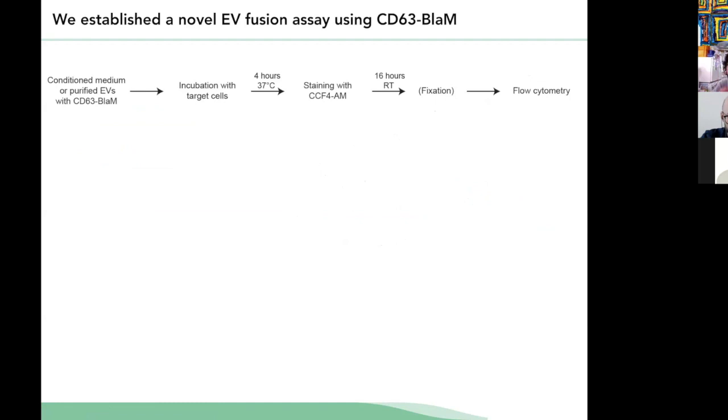In this case, I'm just showing you experiments from 2-nitrate cells. You get the conditioned medium or just purified EVs from them, and you incubate those beta-lactamase EVs together with the cells. You wait for 4 hours at 37 degrees, then you wash the cells and you stain them with this dye that is cell permeable. You need to wait 16 hours to give the time to the beta-lactamase to chop the substrate. And then after this waiting time, you can fix the cells or immediately measure them by flow cytometry. Okay. So, and this is how it looks like.